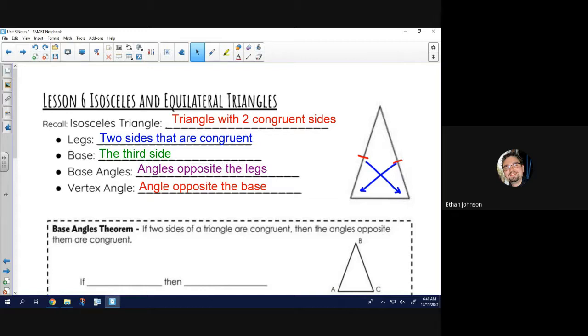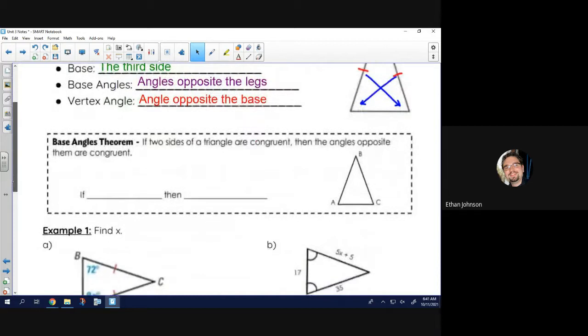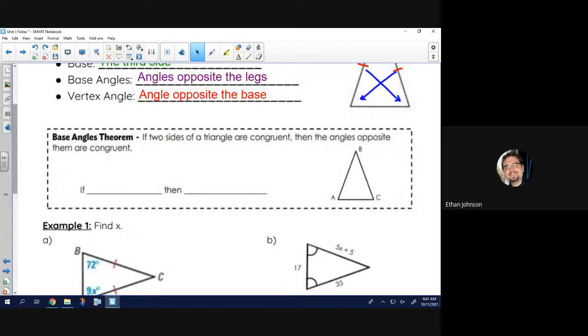Now there is something special that happens when we have two sides that are congruent in a triangle. And this actually happens later on in equilateral triangles as well. It's called the Base Angle Theorem. Base Angle Theorem states, if two sides of a triangle are congruent, then the angles opposite them are congruent. Now, it didn't say isosceles triangles. It's just saying that if we have two or more sides that are congruent, the angles opposite them are congruent.